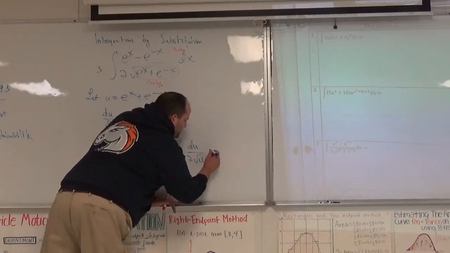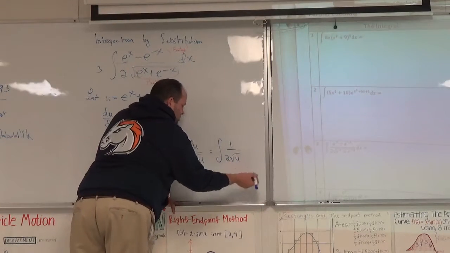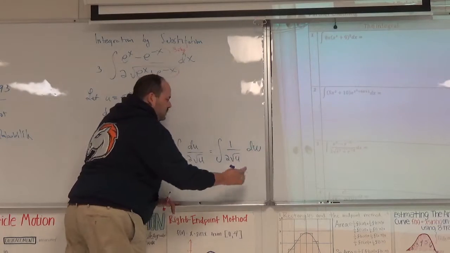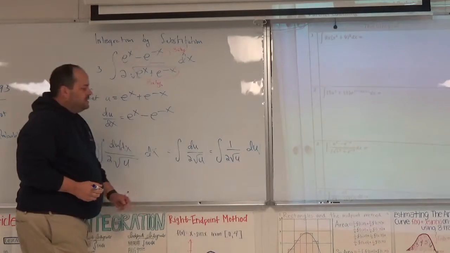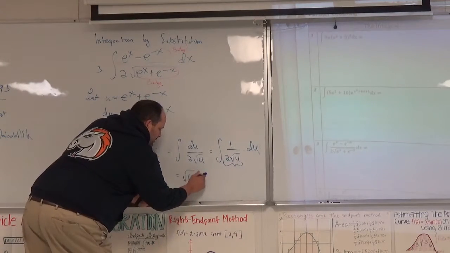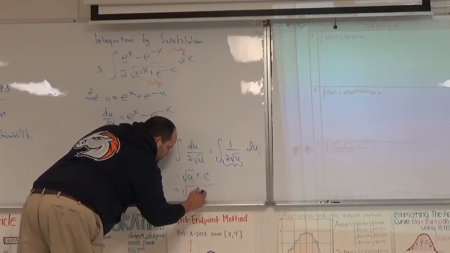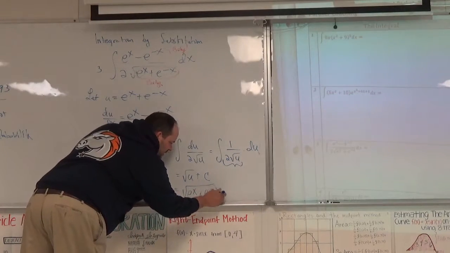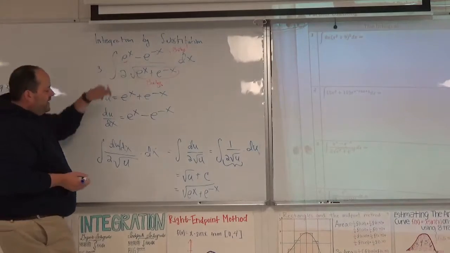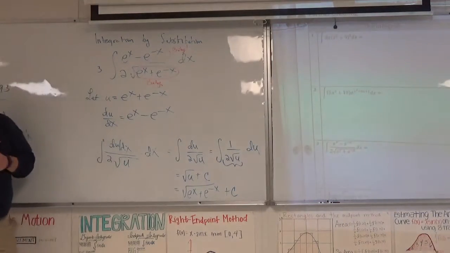If it's helpful, maybe what you want to do is just use a little bit of algebra and call this 1 over 2 square roots of u du. This guy here, you should know. You get the square root of u plus C. Life is good. Make sure you go back. If you started life in terms of x, you're going to end your life in terms of x. And that's integration by substitution.